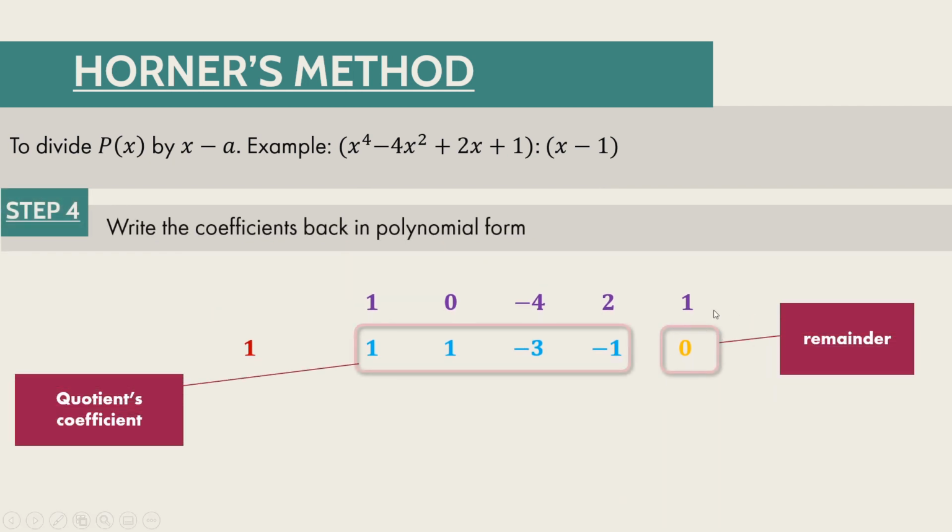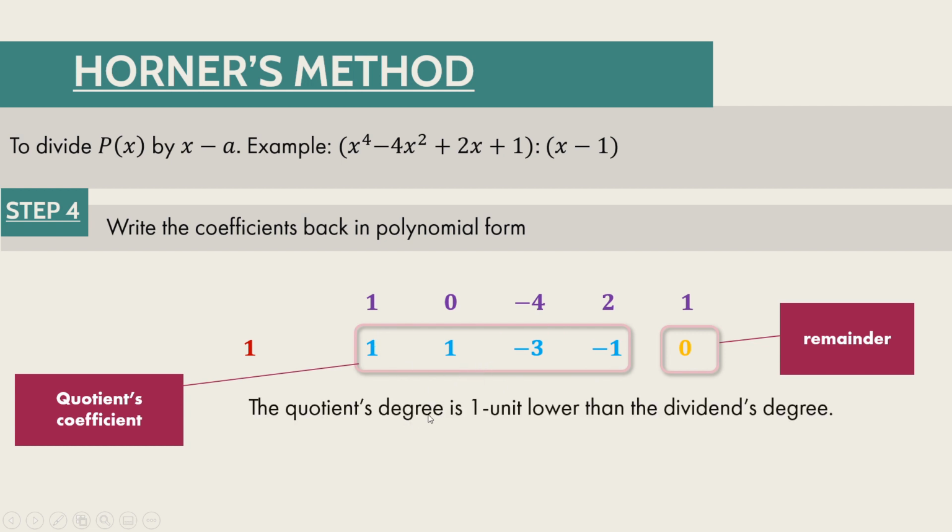The last coefficient will be the remainder. Note that because the divisor is of degree 1, the remainder is always a constant. It is always a number. In this case, it is 0. And the remaining numbers are actually the coefficients of the quotient. The quotient's degree is 1 unit lower than the dividend's degree.